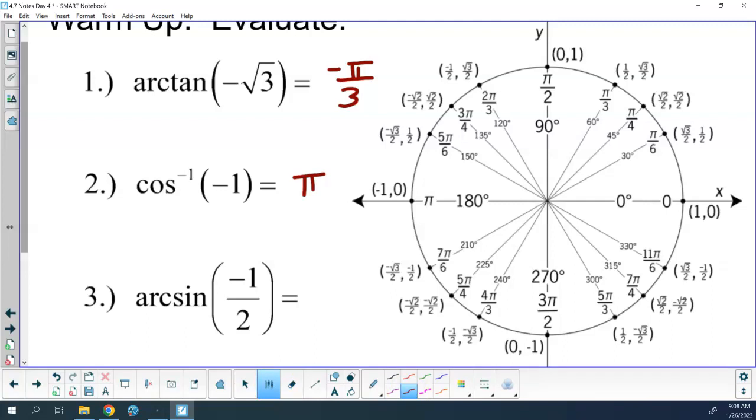Arc sine, where am I looking? Right half? Right half. Where on the right half is sine negative 1/2? Negative pi over 6. We want to say 11 pi over 6, but it's negative pi over 6. Okay? Good times.